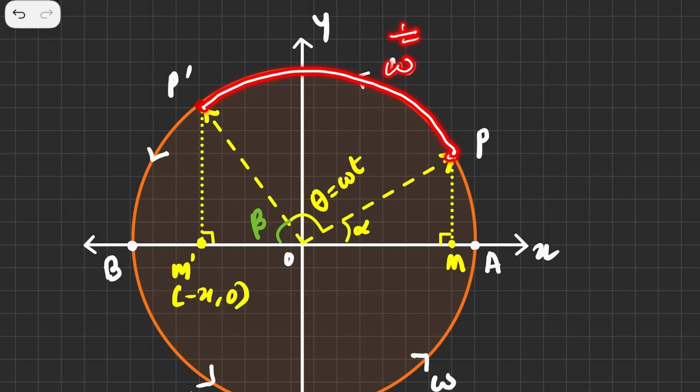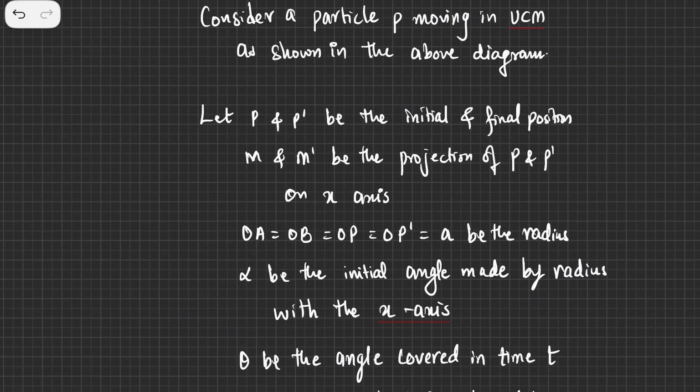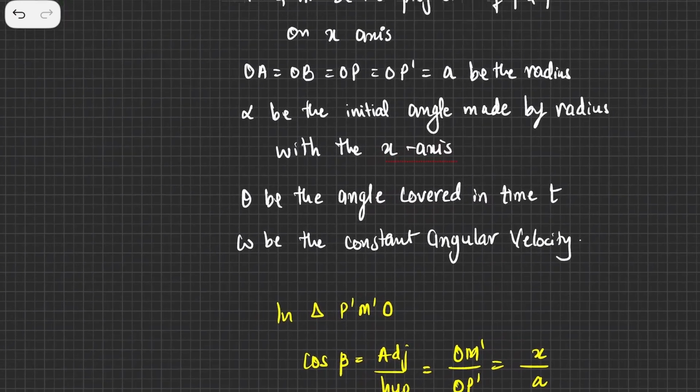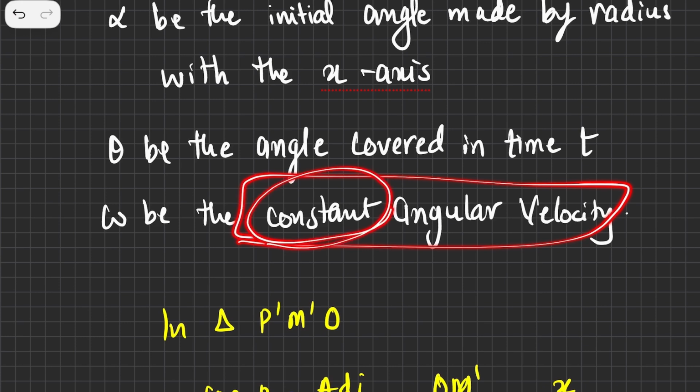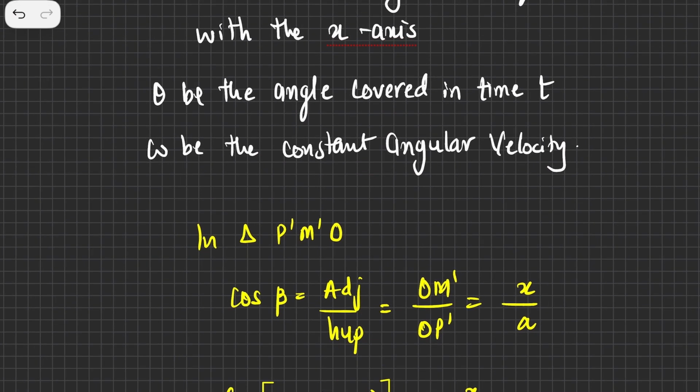Omega is the angular velocity and theta is the angular displacement. So we know the formula that omega is equal to theta by t, so theta would be equal to omega into t. Omega is the constant angular velocity, because I am assuming uniform circular motion, and in uniform circular motion the angular velocity is constant.